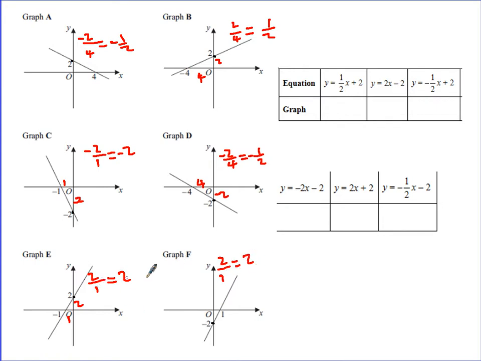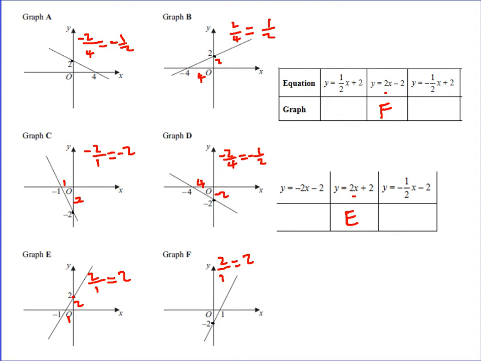So these bottom two graphs first of all are 2x graphs because they've got the gradient of 2 there. So we'll look at this graph here and this graph here. Now this one goes through at 2, so it's a +2. So graph E will go in there, and then we've also got a -2 here, so graph F will go into that point.